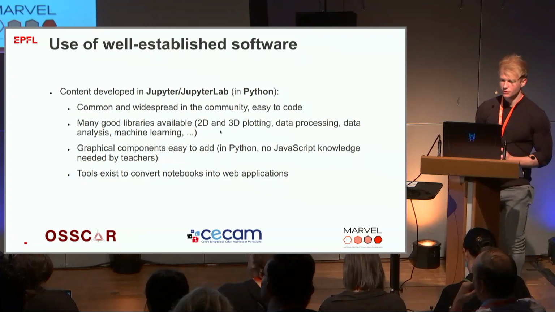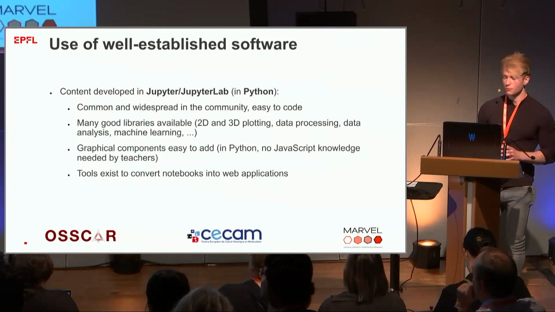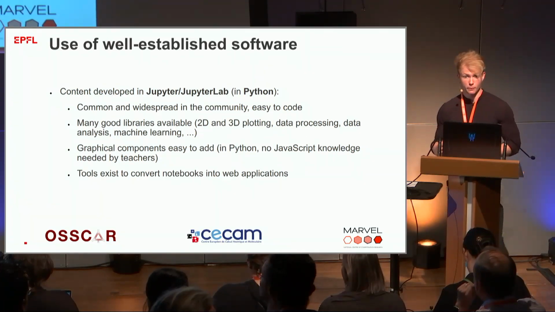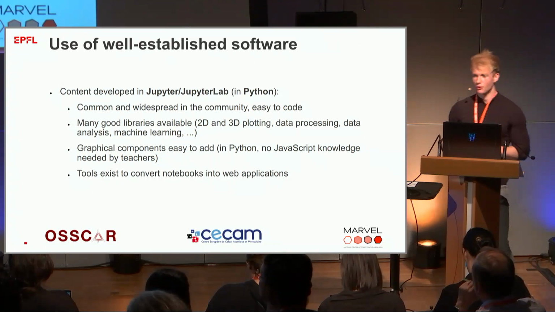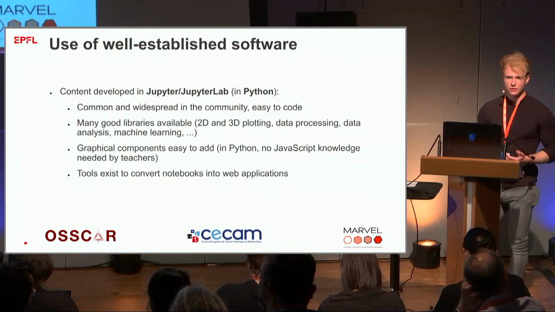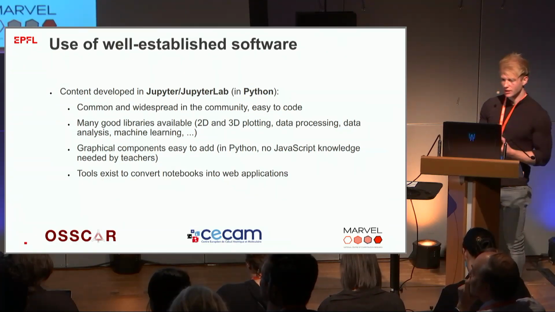So, in terms of the use of well-established software, in OSSCAR, all of our content is developed using Jupyter, JupyterLab, with Python as the underlying programming language. And we opted to use this because Python is ubiquitous in our field, and it's very easy to develop complex applications with very little code.